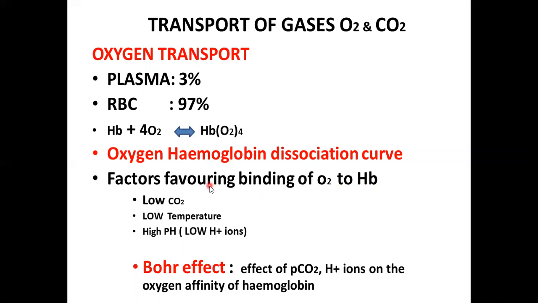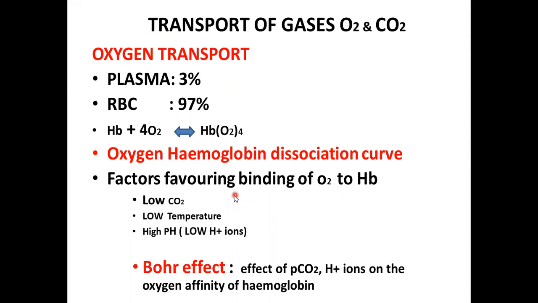And these factors are carbon dioxide, temperature, and pH value. And of course, the concentration of oxygen is also an important one. I have not written this factor here in the PPT. You just write down there are 4 factors that favor the binding of oxygen with hemoglobin, or simply we can say the oxygenation of the hemoglobin.